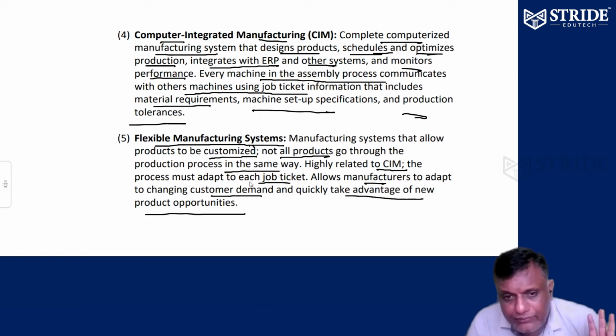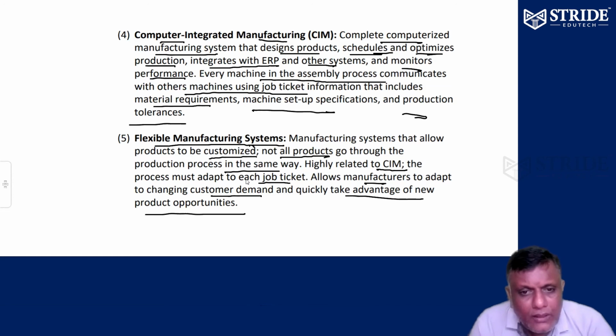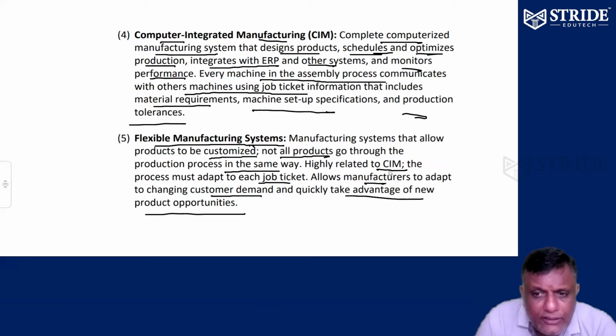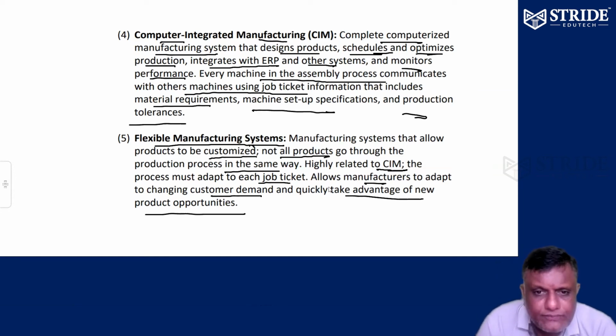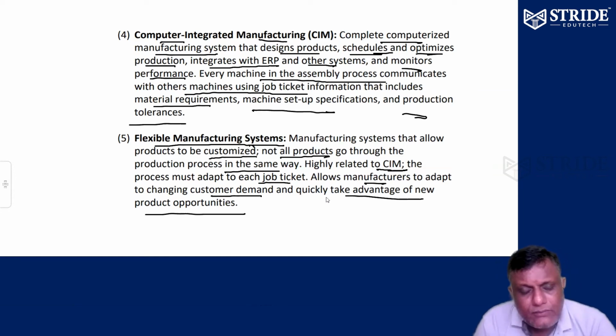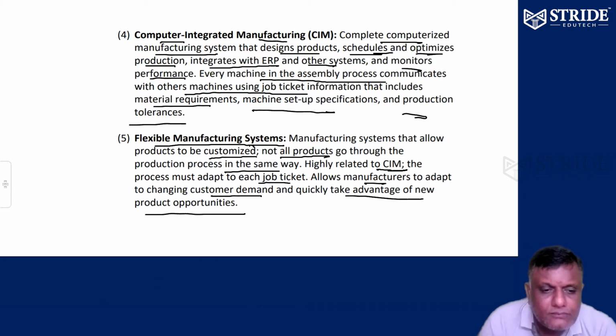I'm not rigid. I can do A, I can do B also. I can do C also if there is a requirement. I can give different types of output according to requirement. That's flexible manufacturing system. So that is also computer integrated manufacturing. Customized nature, job order based. That's it.